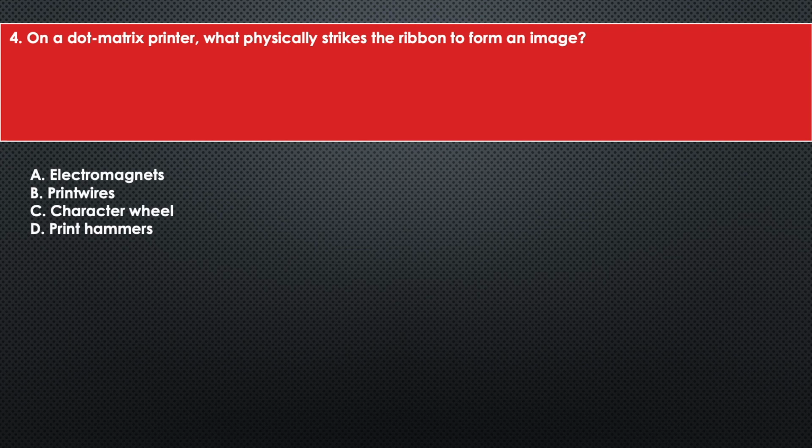4. On a dot matrix printer, what physically strikes the ribbon to form an image? A. Electromagnets. B. Print wires. C. Character wheel. D. Print hammers. Answers: B. Print wires physically strike the ribbon in dot matrix printers.